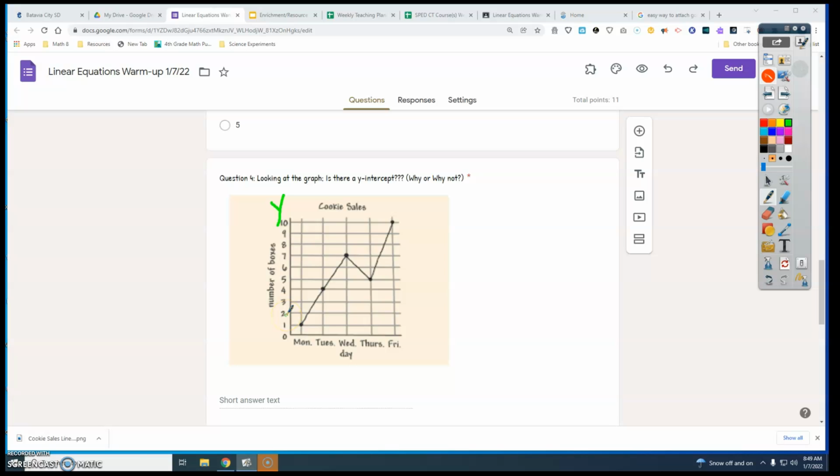So there's a couple different things you can put. If you're really thinking here, you could probably tell us that there is a y-intercept, but you'd have to have a really good reason to back it up. Other than that, if you told us that I don't visually see a y-intercept or a starting point, that would be right as well.